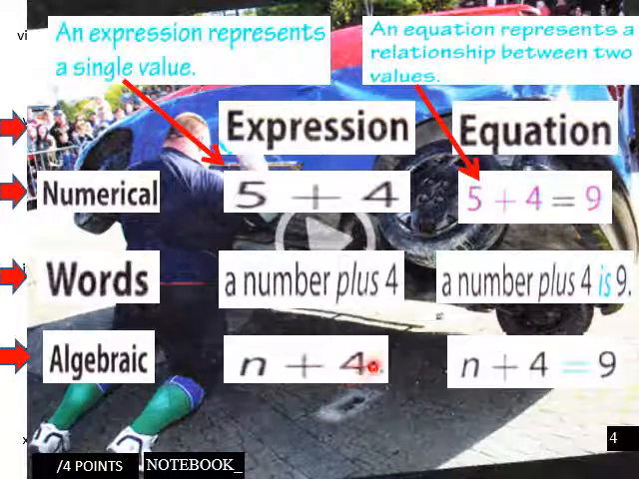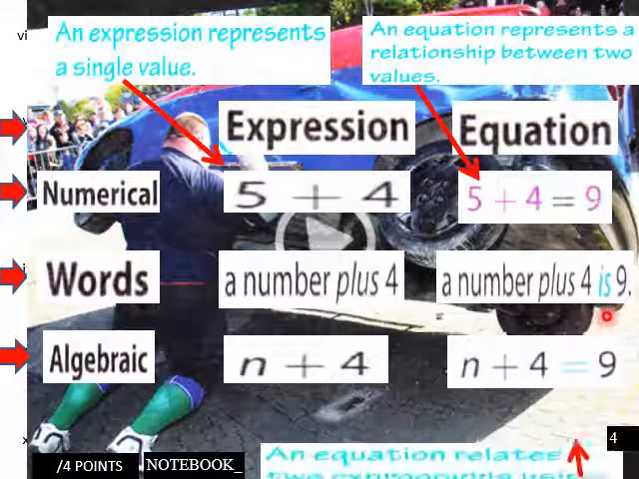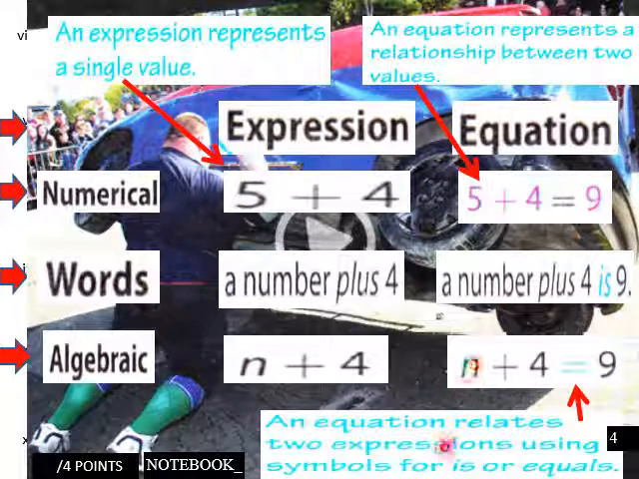Algebraic: n plus 4 equals 9. This is an equation because of the equal sign, and a verbal equivalent of the equal sign would be "is." An equation relates two expressions using symbols for "is." This is a symbol for "is." Or "equals." Equals would be that too.